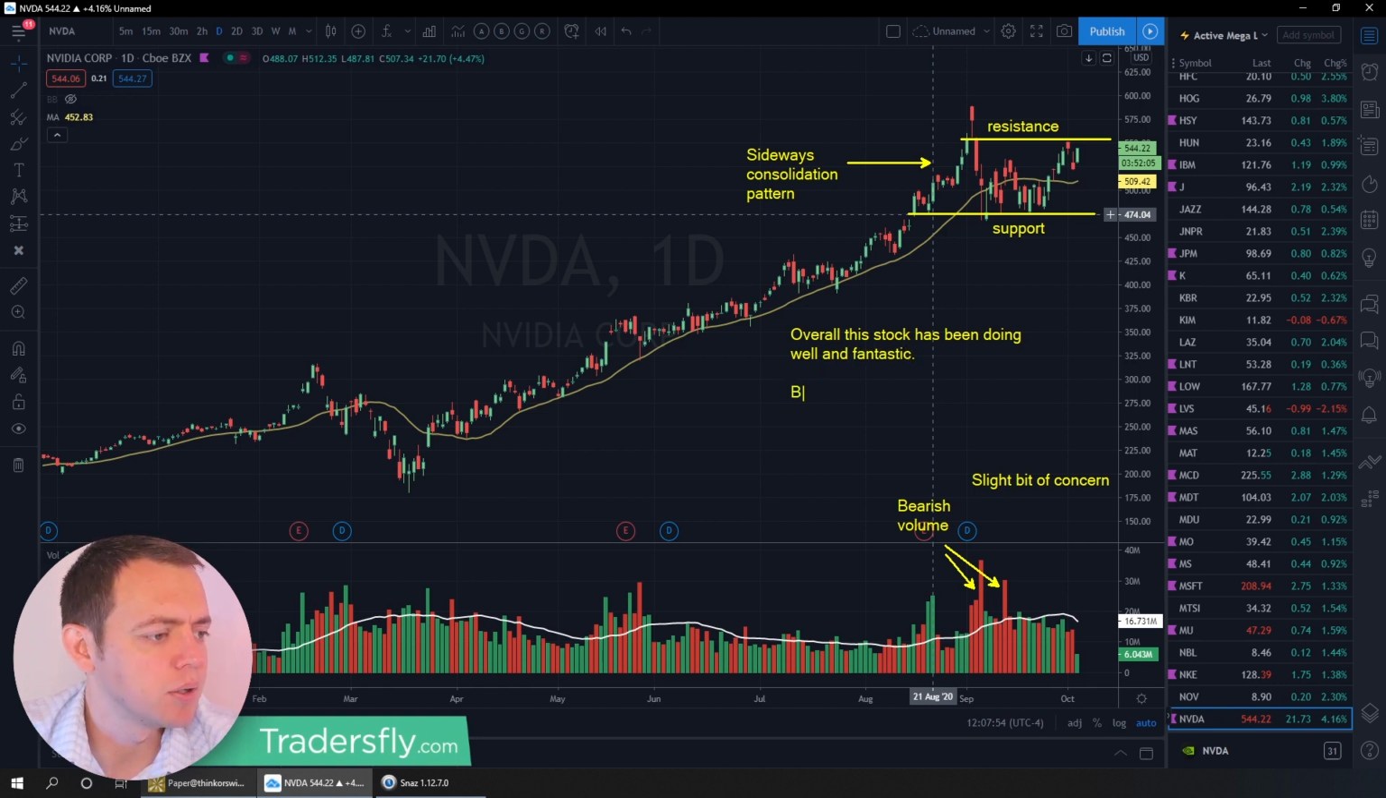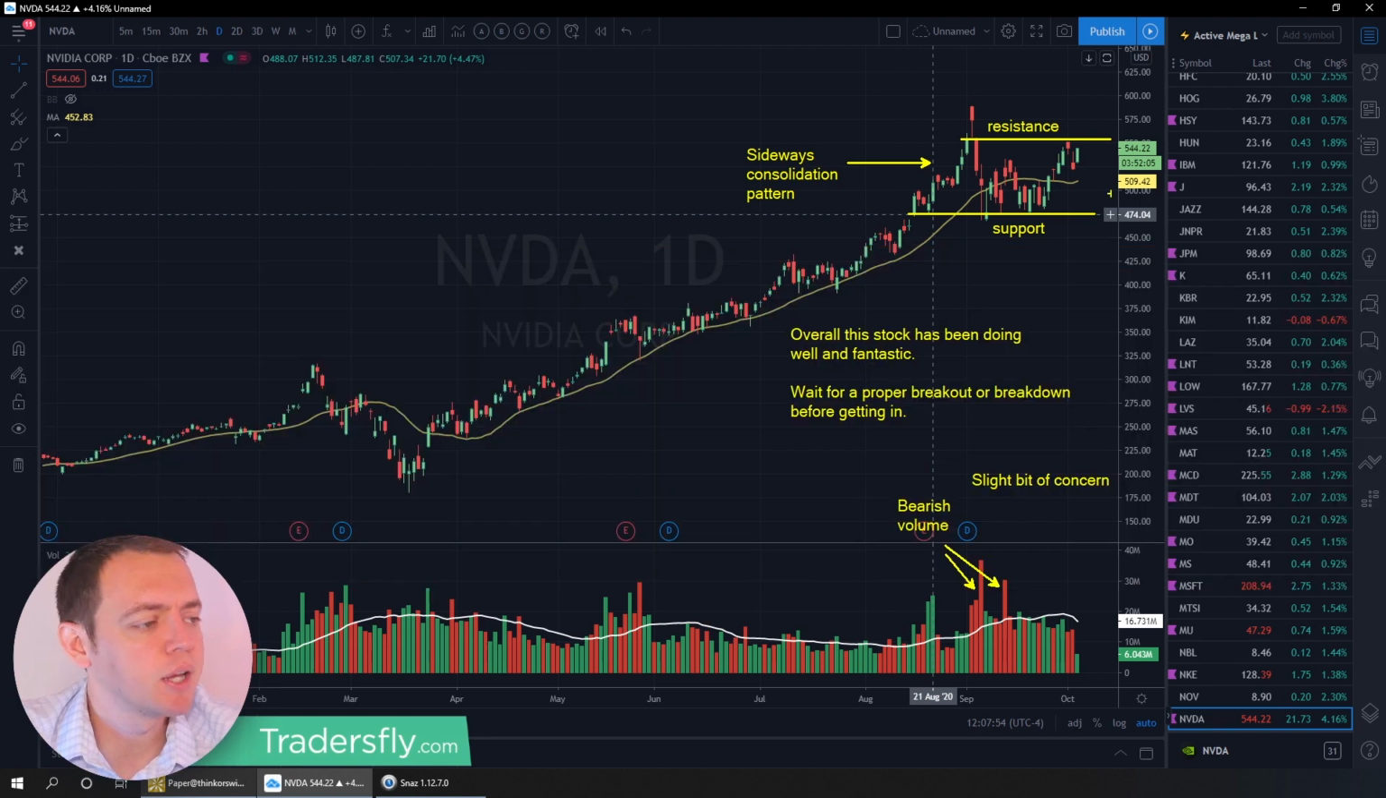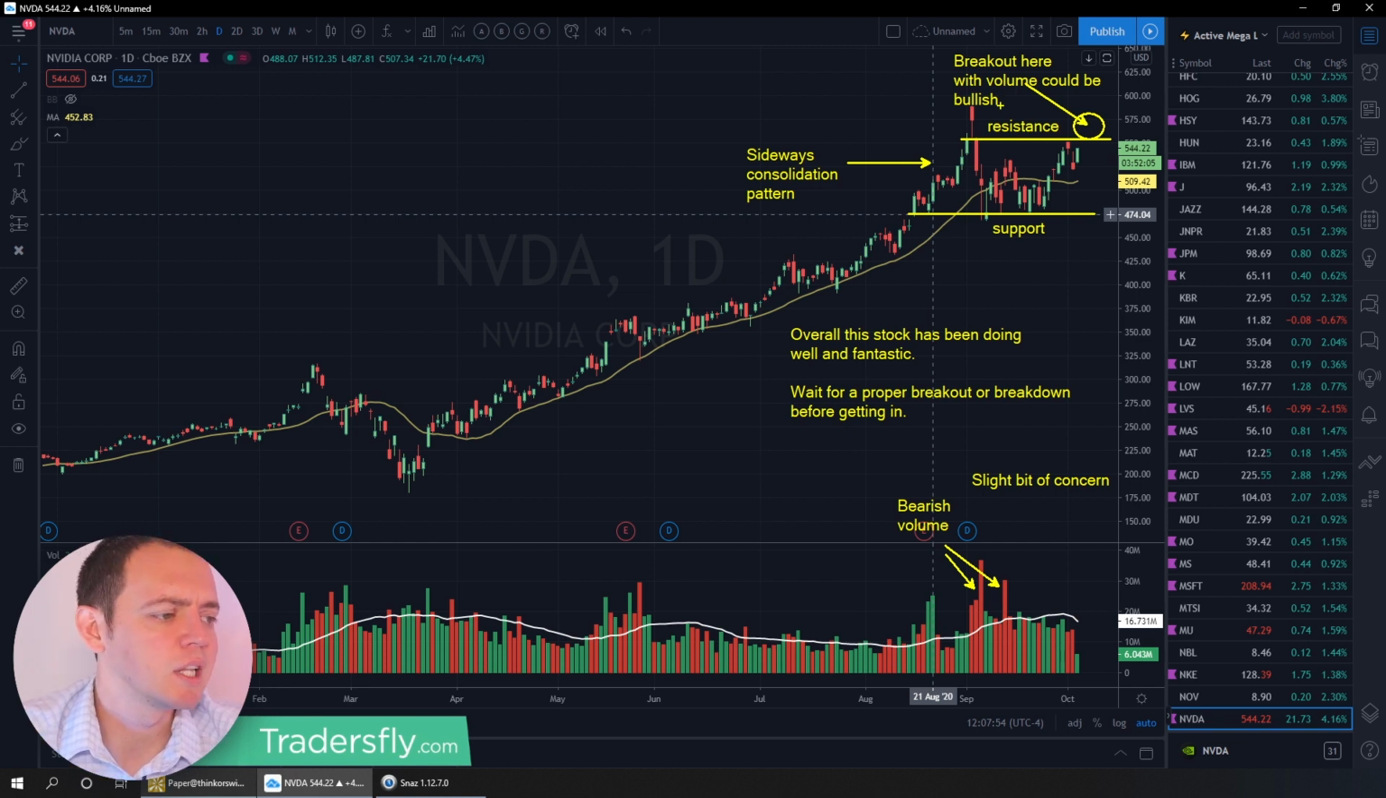So just be careful, be patient, allow things to take shape, wait for a proper breakout or breakdown before getting in if you're new. Otherwise, it's been fairly bullish, and I've been on the bullish side for now. Again, neutral because we're sideways, but if we get that breakout right here, I'd be much more bullish. So a breakout here with volume could be bullish. So wait for something along those lines.